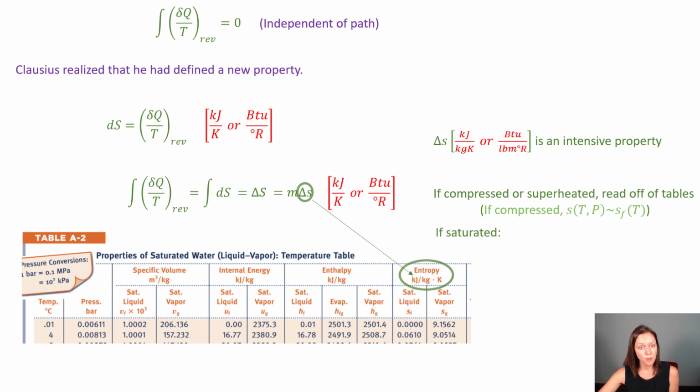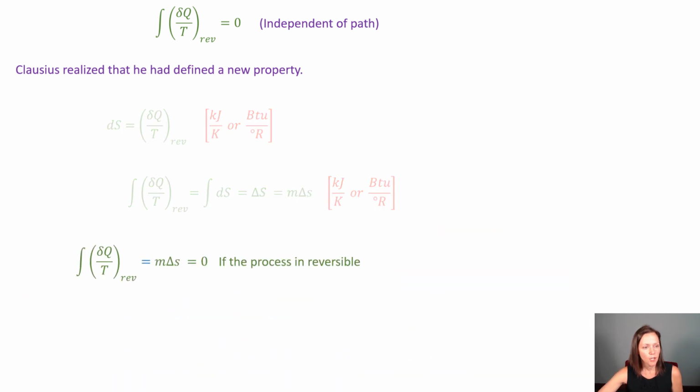If it's saturated, you can look in your saturated tables, and you've got a value for s sub f and s sub g, and as you might imagine, you just calculate it based on the quality in the s sub f and the s sub g. All right, so pulling things together, we see that this integral right here is equal to m delta S, and it's equal to 0 if the process is reversible. Vocabulary term: if delta S is equal to 0, we call that process isentropic. Isentropic, an important word, means no entropy change.